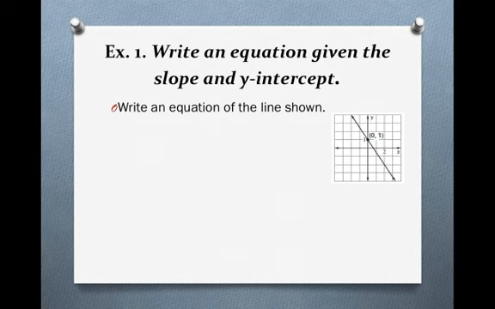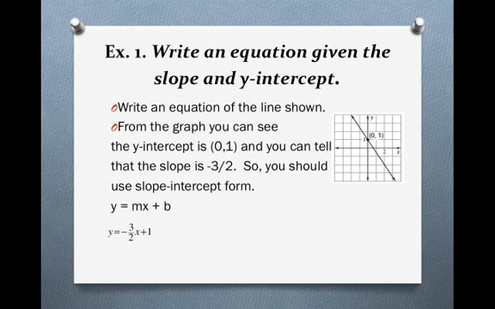So to get to another point on the line, we start at (0, 1), and we go down 3 and to the right 2. So from the graph, you can see the y-intercept is (0, 1), and you can tell that the slope is negative 3 over 2, because if you start at (0, 1) and you go down 3, so negative 3, and to the right 2, so 2, you end up back on the line.